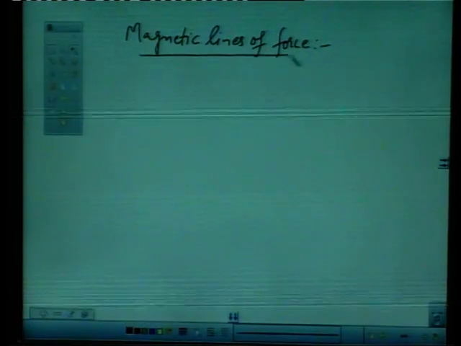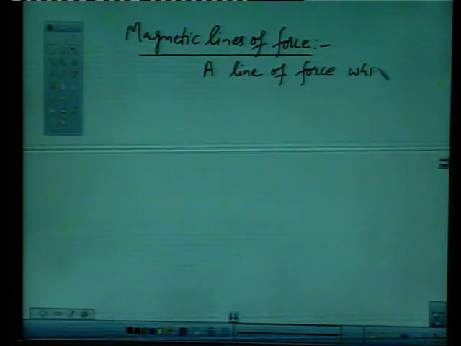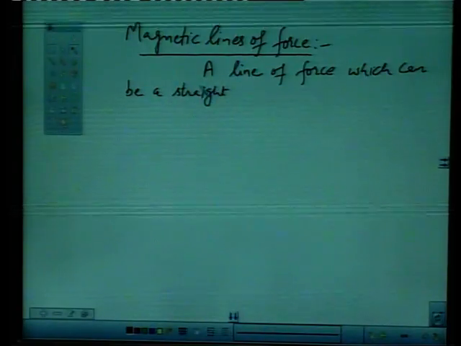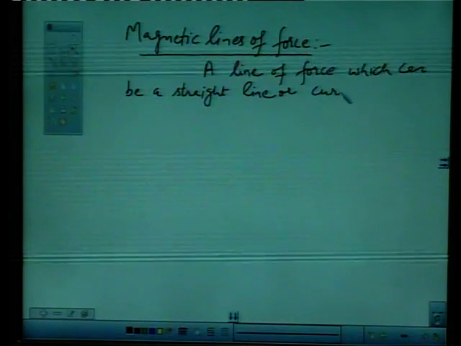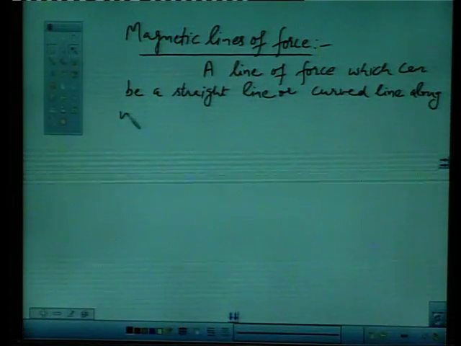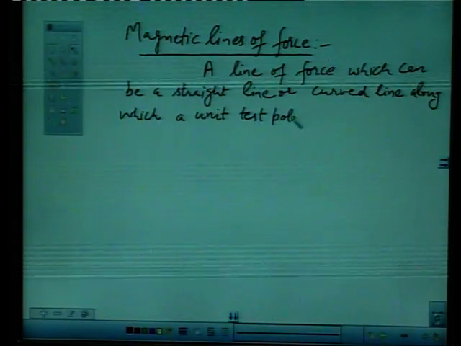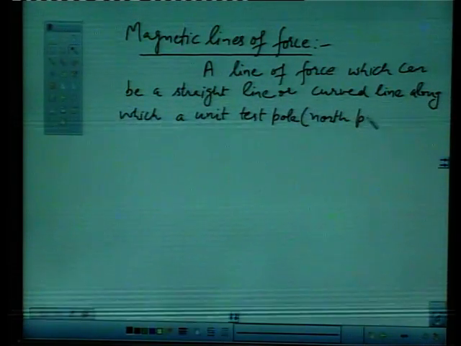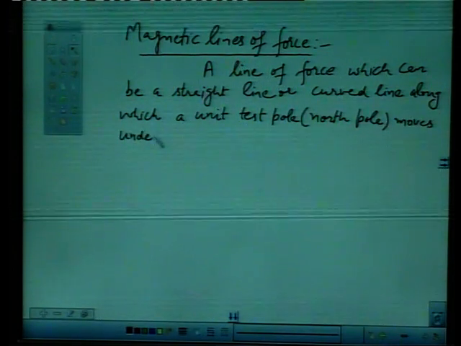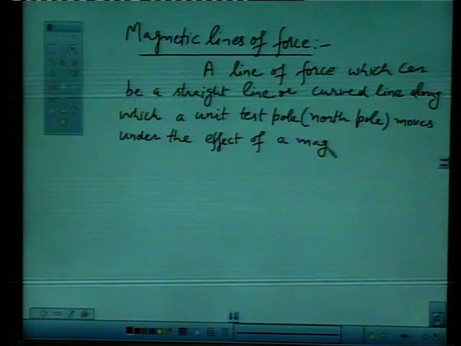So, a magnetic line of force is defined as a line of force which can be a straight line or curved line along which a unit test pole, a test pole is a north pole, moves under the effect of a magnetic field. So, this is the definition of a magnetic line of force.